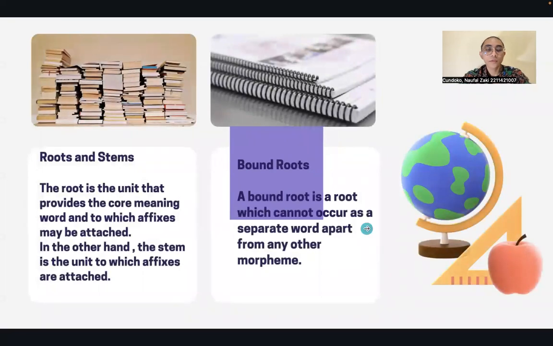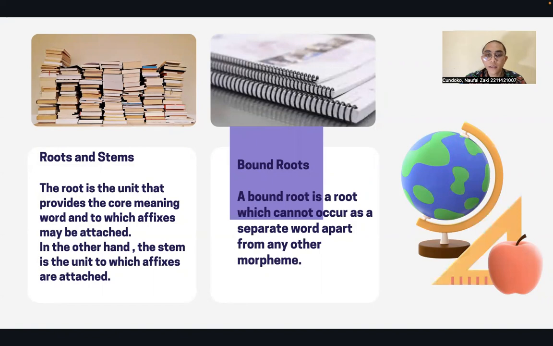The next one, we'll talk about roots and stems and bound roots. The root is the unit that provides the core meaning of the word and to which affixes might be attached. On the other hand, the stem is the unit to which affixes are attached. For example, the root is touch, and the stem is untouchables. The next example is read for the root and then reread for the stem.